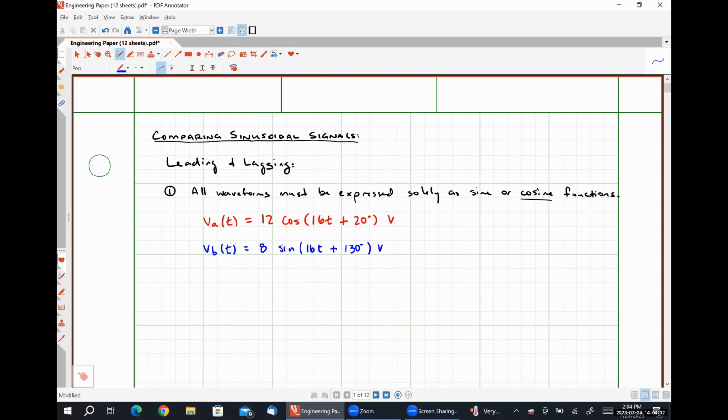In order for us to compare these two signals to each other, we would have to convert either the cosine function into a sine function or the sine function into a cosine function. We could do either of these based on the trig identities that I gave you guys at the end of our last class meeting. I'm going to convert the sine function into a cosine function. And just to refresh you guys, I do that by simply subtracting 90 degrees from the phase angle. So 8 sine 16t plus 130 degrees becomes 8 cosine 16t plus 40 degrees volts.